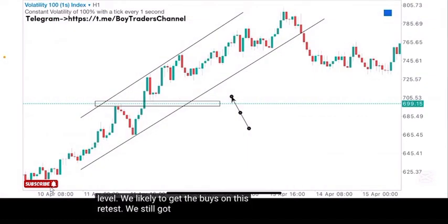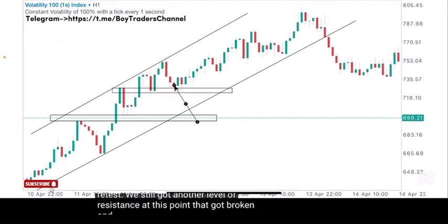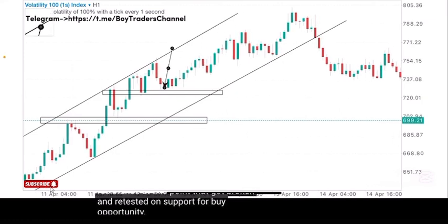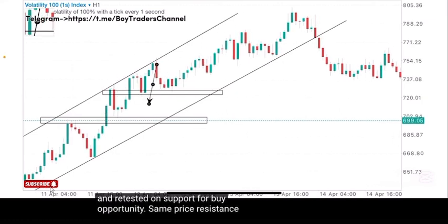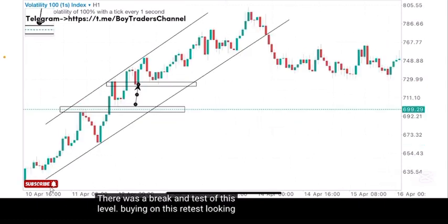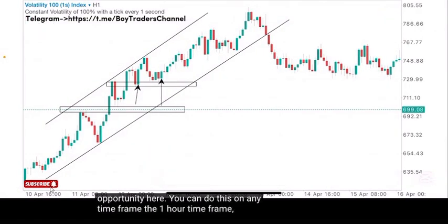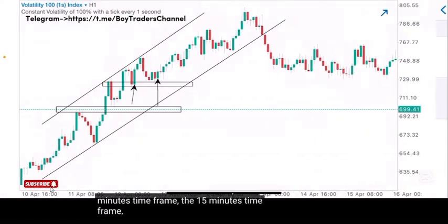We still got another level of resistance at this point that got broken and retested on support for buy opportunity. Same, price sold resistance here. There was a break and retest of this level. So buying on this retest, looking for buy opportunity here. We can do this on any time frame: the 1 hour time frame, the 5 minutes time frame, the 15 minutes time frame, the 4 hour time frame.